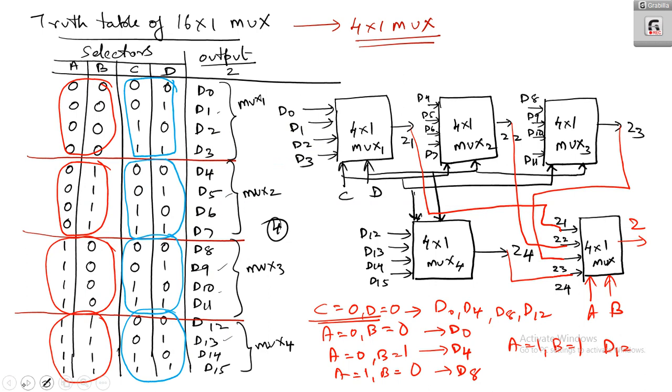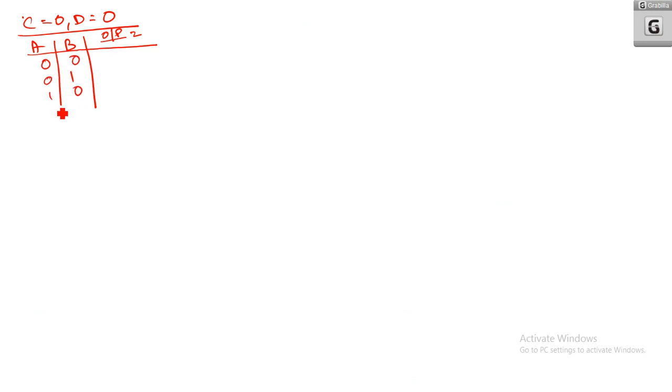So, if you are drawing a truth table for that, I am making C equal to 0, D equal to 0. That is the first condition. When C is equal to 0 and D is equal to 0, you can have values of A and B, and then you can select which one is the output. So A can be 0, B can be 0; 0, 1; 1, 0; 1, 1.